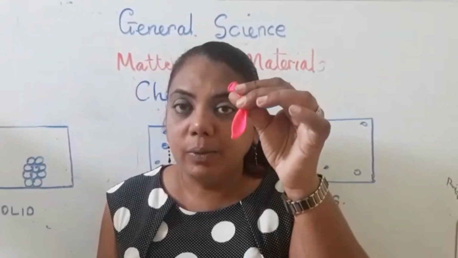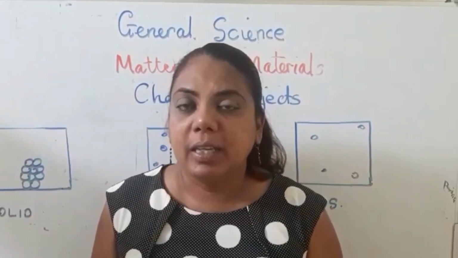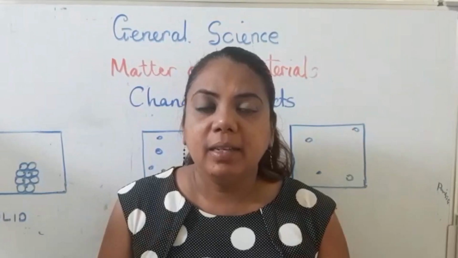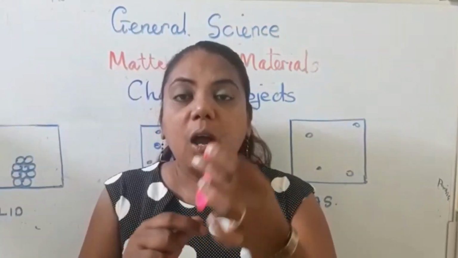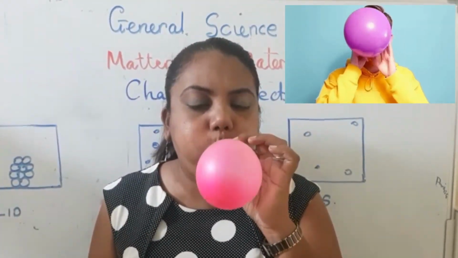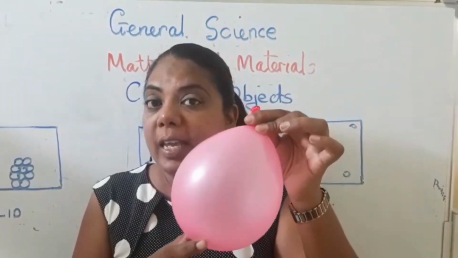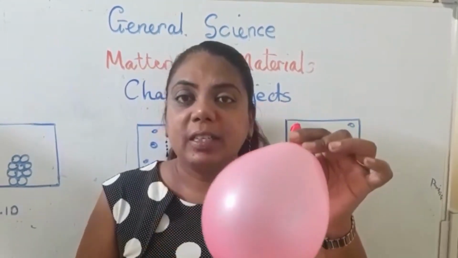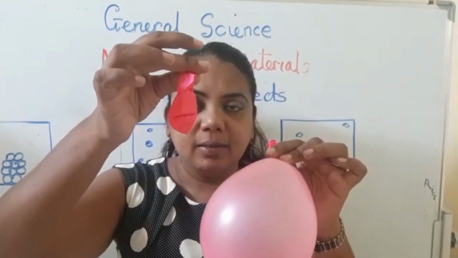For this experiment, we need a balloon and we need air. Remember, carbon dioxide comes from us. That goes to the plant and we get oxygen from the plant. So we need a balloon to show how the appearance changes shape. When I blow air into the balloon, it changes its appearance. It's no longer flat.